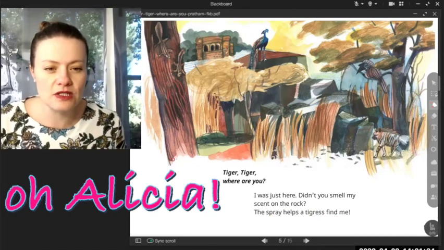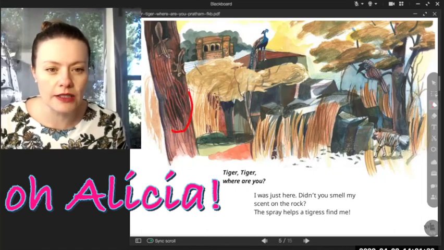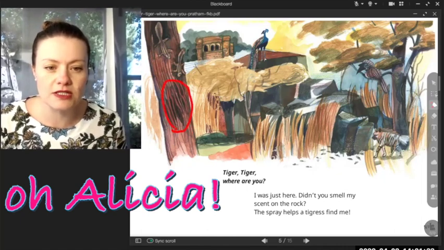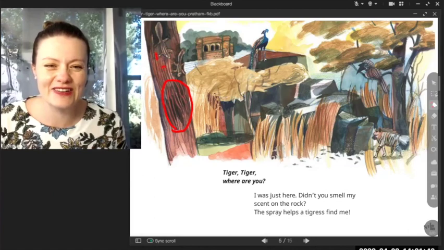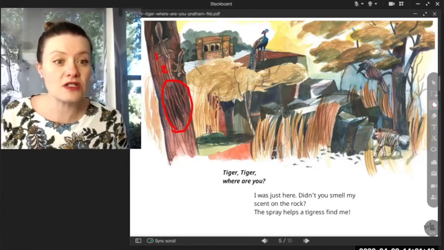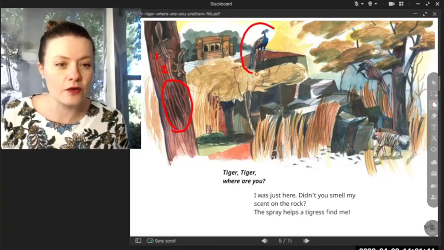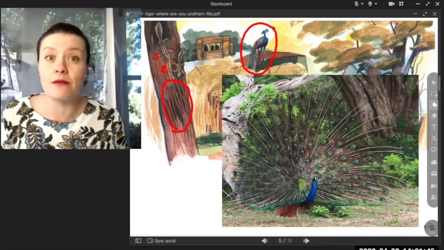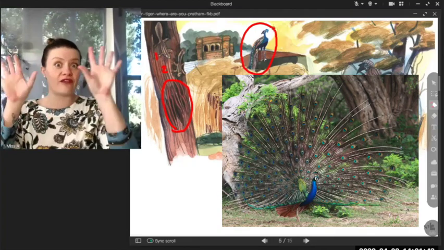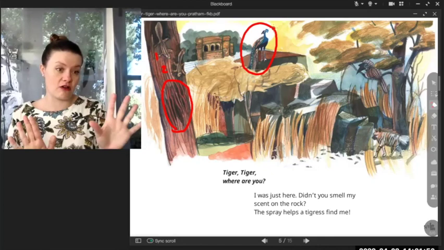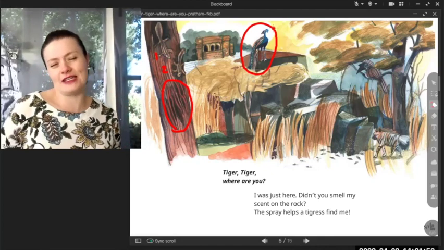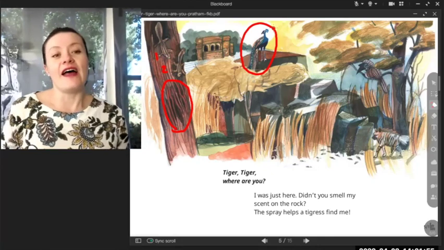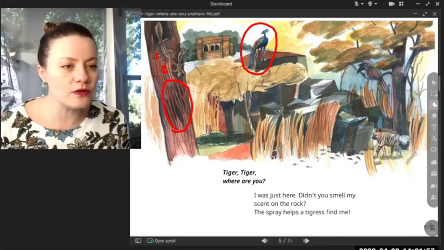Okay, so this was the tree that we just saw. Here's all the scratch marks, and here's the two cute squirrels. Oh, here's our peacock friend. I think this is the male because the male has that big fanning colorful tail to make the females think that he's quite handsome.